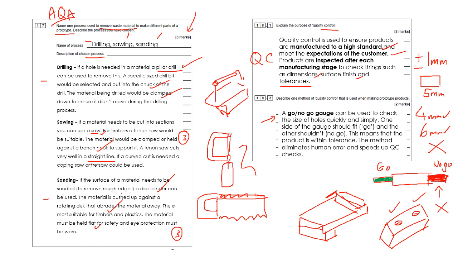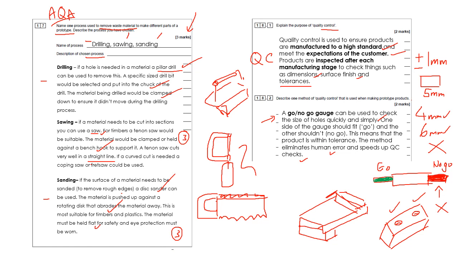That's a bit confusing. But this is called a go, no-go gauge, and it's a really quick way in industry that manufacturers can check dimensions of things quickly without having to get measuring tapes out, and also human error can be an issue on that as well. So a go, no-go gauge can be used to check the size of holes quickly and simply. One side of the gauge should fit, so the go, and the other shouldn't, the no-go. This means that the product is within tolerance. The method eliminates human error and speeds up quality control checks. So if that is all a little bit confusing, maybe have a look at that.